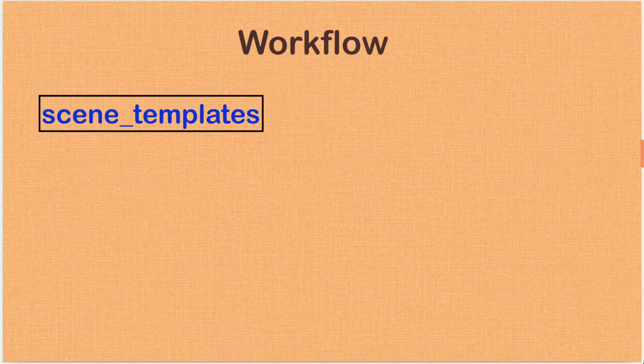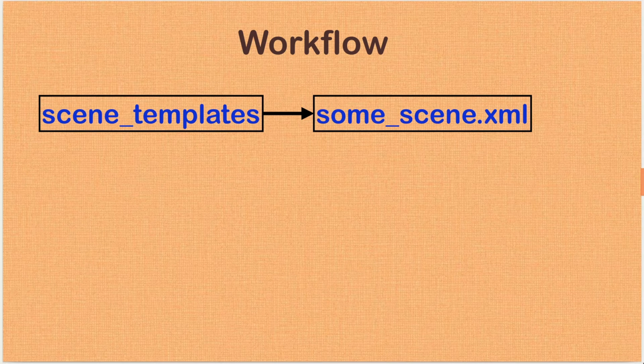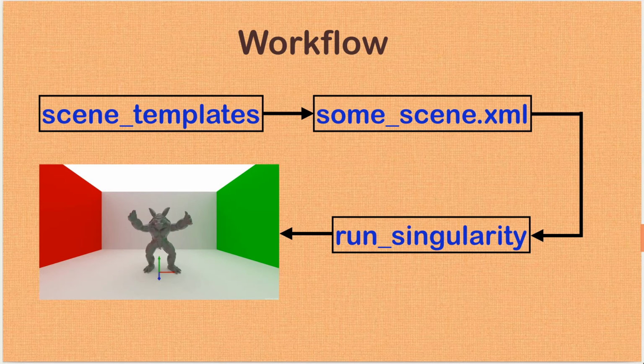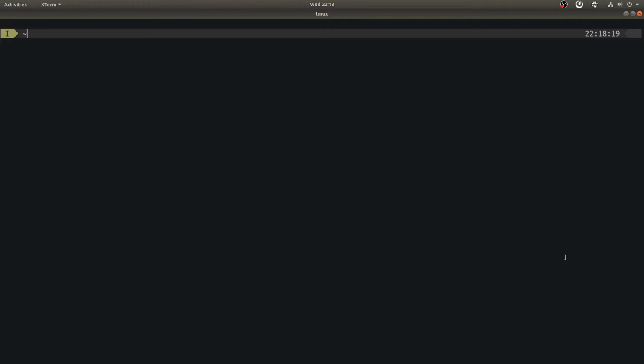The workflow that we will be using in this tutorial is, we will first clone the scene templates repository from GitHub, which we already did in previous videos while setting up the environment. Next, we will be preparing a scene file by using existing ones as templates. After we prepare a scene file that contains results from CFD simulations, we will use Singularity to render the scene by using the Mitsuba renderer. Finally, we obtain a photorealistically rendered image. We will see our workflow with an example.